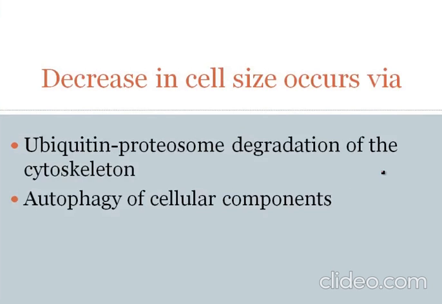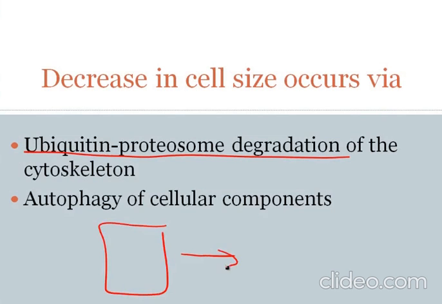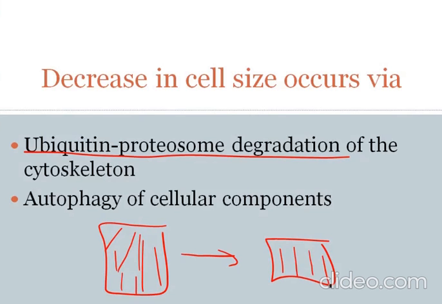A decrease in cell size is going to occur by two primary mechanisms. The first is something called the ubiquitin proteasome degradation pathway. Now, what's the idea here? Well, recall that if you've got a cell that's this big, and you want the cell to shrink down to something that's smaller, in order for the cell to shrink, this skeleton, called the cytoskeleton, that was maintaining the size and shape of the cell, has to be broken down so that the cell can become smaller. The mechanism by which the cytoskeleton is broken down is called the ubiquitin proteasome degradation pathway.